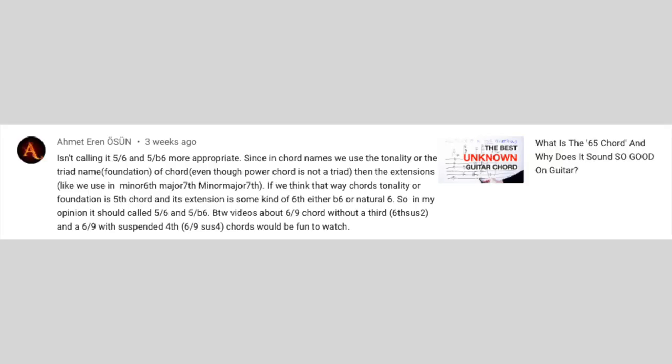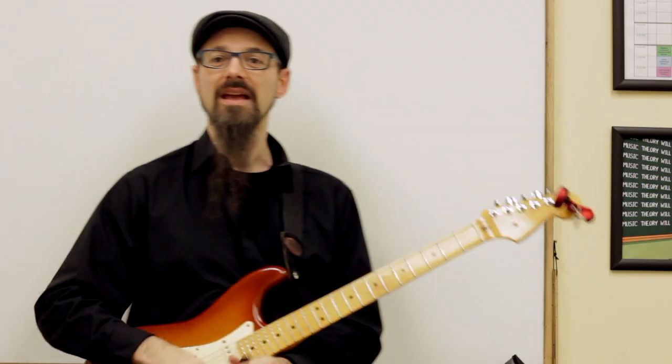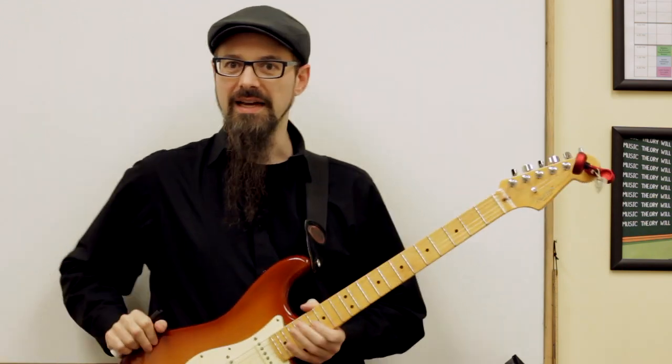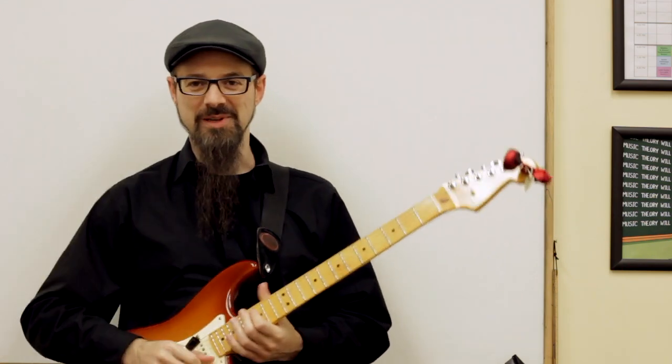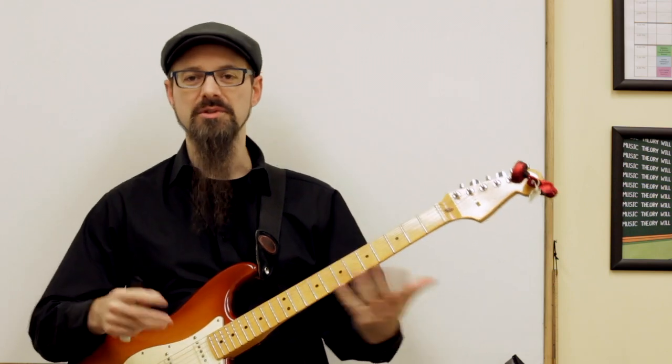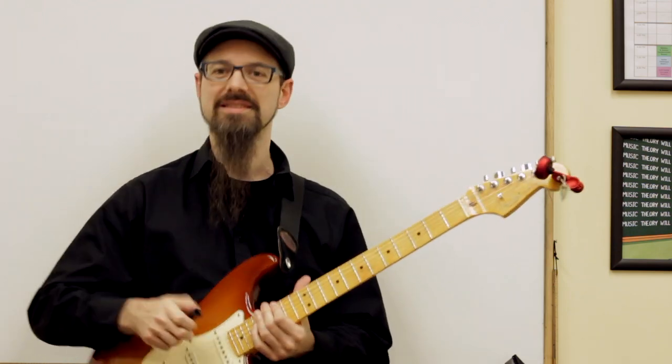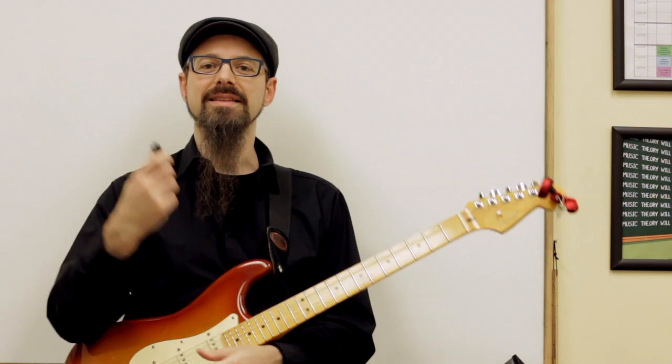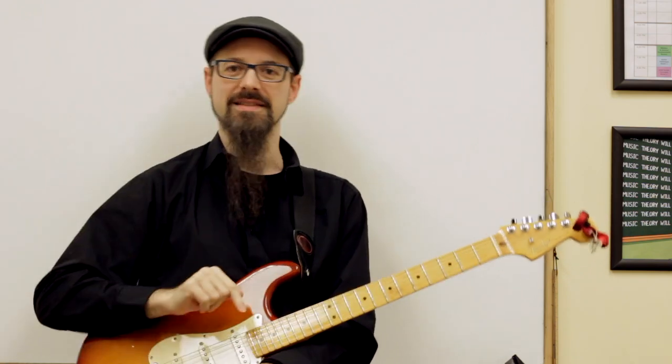Isn't calling it 5-6 and 5-flat-6 more appropriate? Well, you do have a point. The thing is, I first found this chord in a Baroque manuscript talking about how to play that kind of music, and they use this notation called the figured bass or the basso continuo or thoroughbass, depending who you ask. It's the same kind of notation, and in that notation they put numbers on top of notes, and in this case they put a 6 and a 5, indicating that many notes above the bass in the scale.